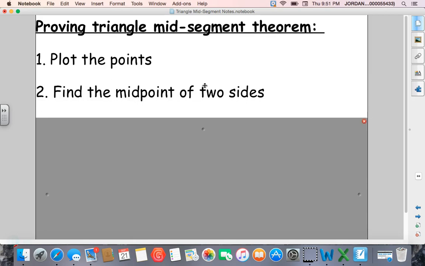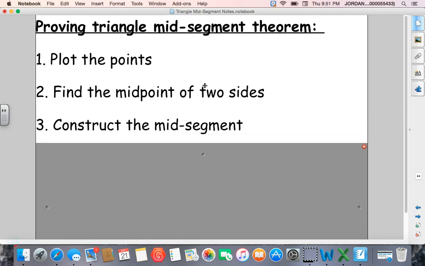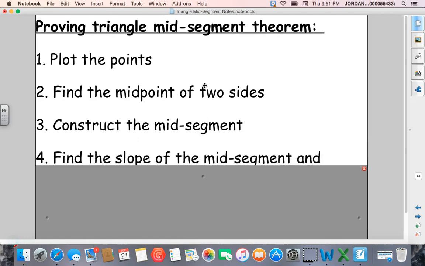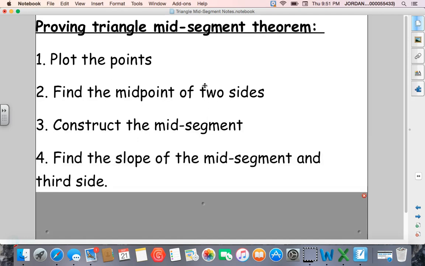Alright, we're going to use that again. And then we're going to construct the mid-segment once we know the two midpoints. Just connect the midpoints to make the mid-segment. Alright, and then the fourth part, we've got to find the slope of the mid-segment and the third side.